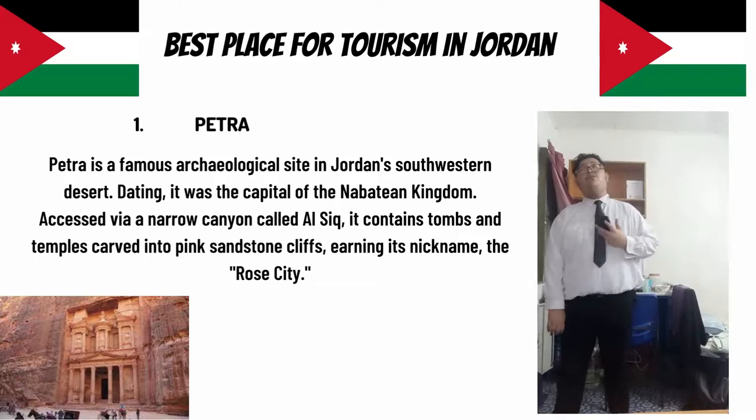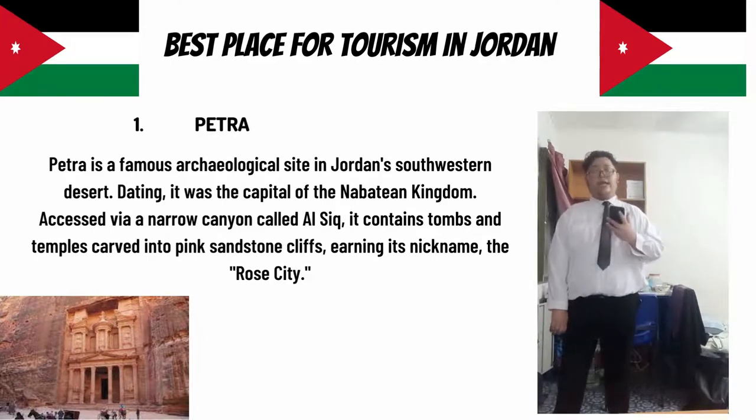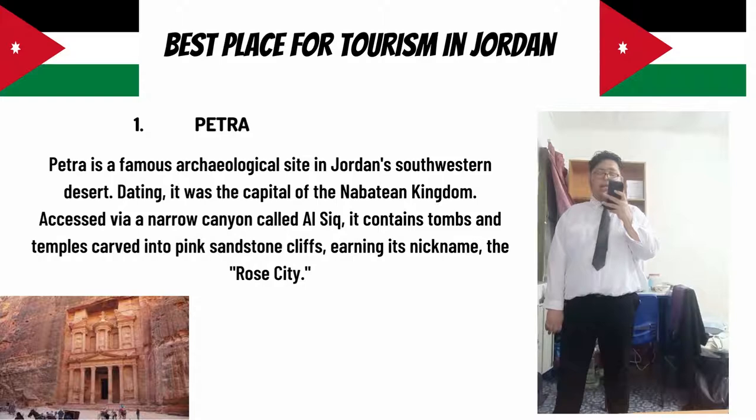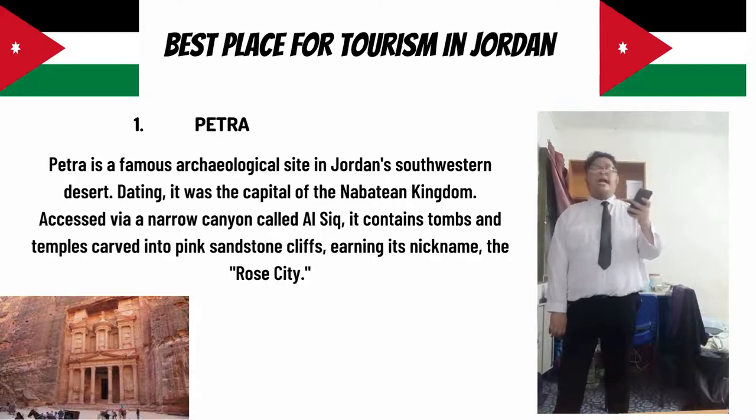The best place for you to go if you come to Jordan is Petra, because Petra is famous for its archaeological sites in Jordan. If you go to Petra, you cannot finish the tour in one day. You need to come several days to finish the tours at Petra, because it's so big. It is the capital of the Nabatean Kingdom, accessed via a narrow canyon called the Siq. It contains tombs and temples carved into pink stone cliffs. That's why it has been nicknamed the Rose City.